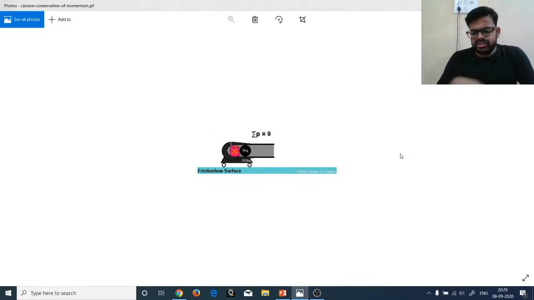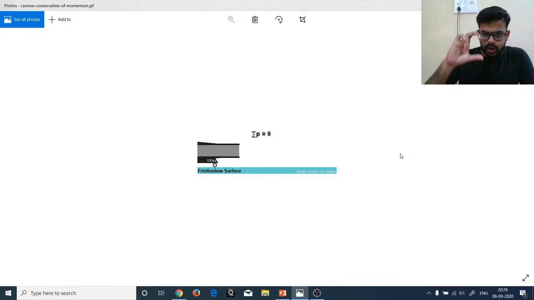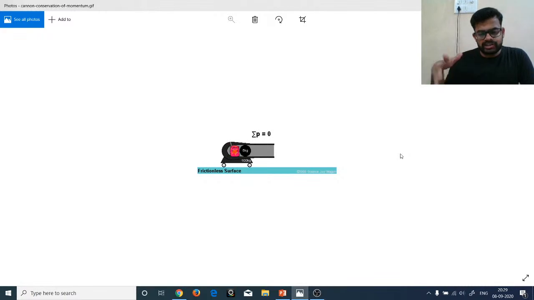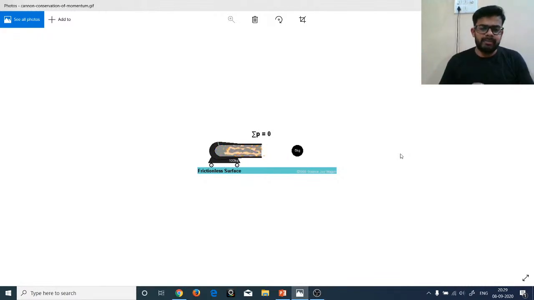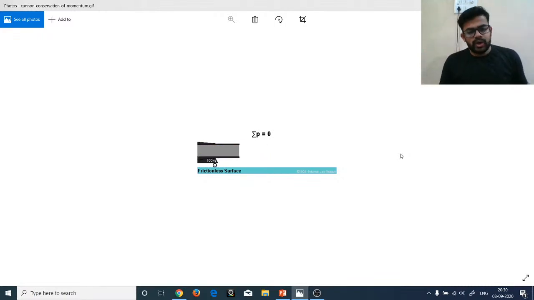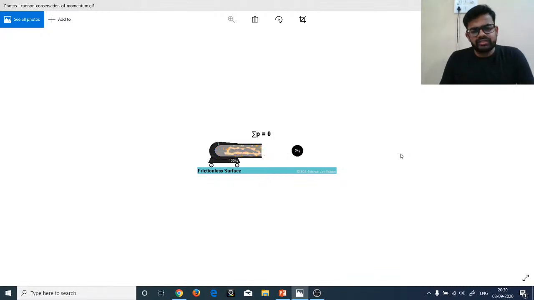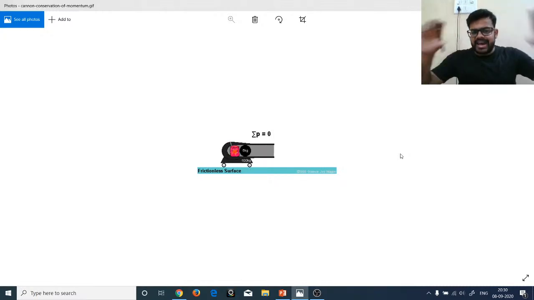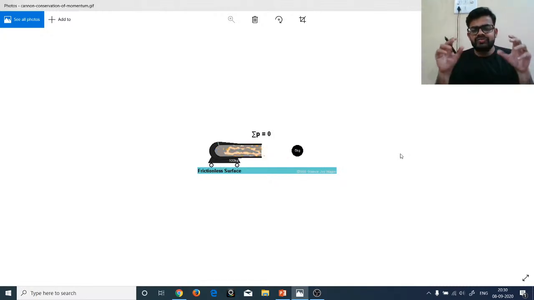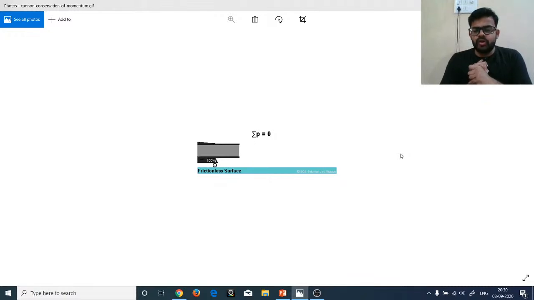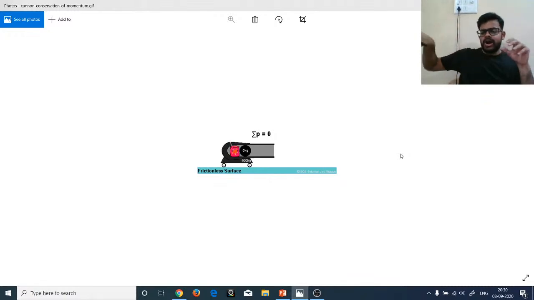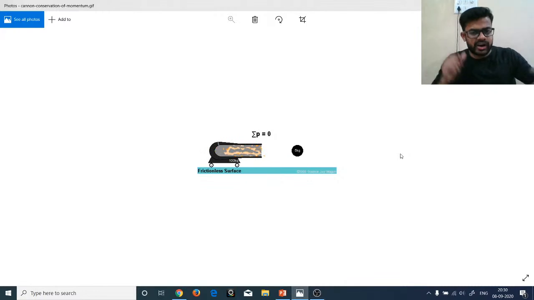So we will just talk about this conservation of momentum. This is a very small topic. After that, we'll solve some questions so that we can understand in a proper manner. So in this diagram, you can see one cannon, and it is firing a bomb. The bomb is going forward and the cannon is going backward.